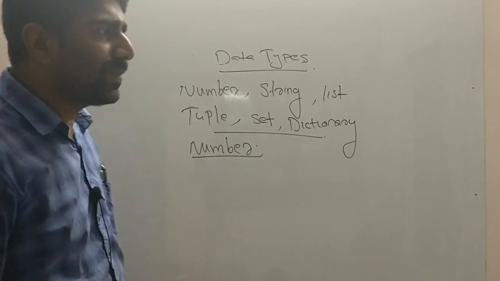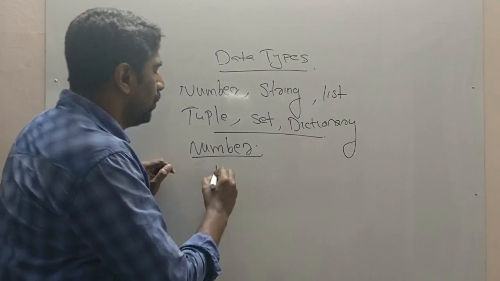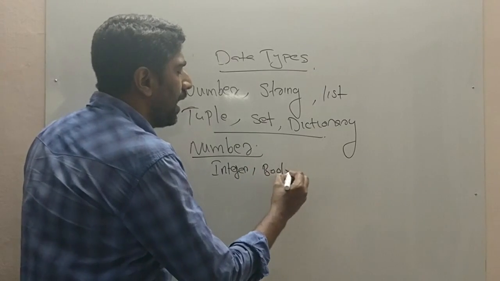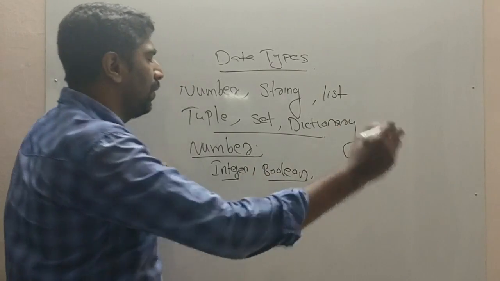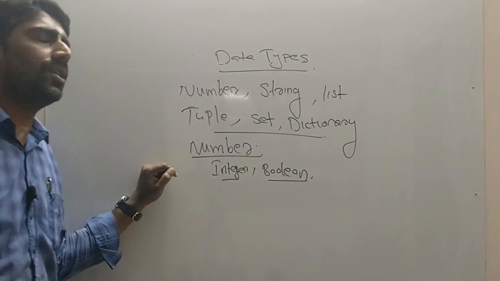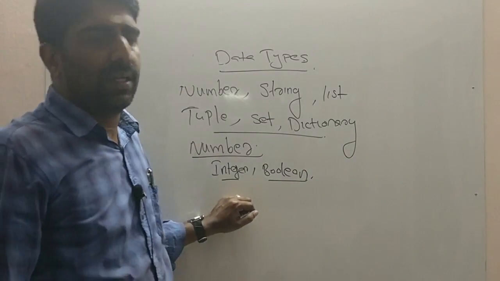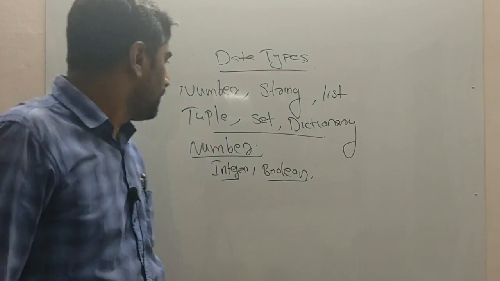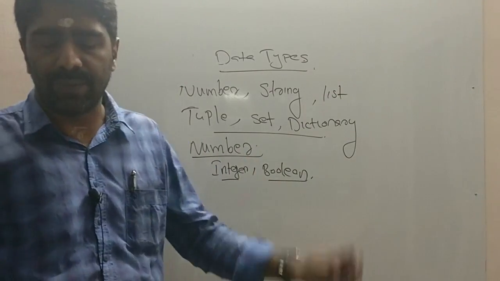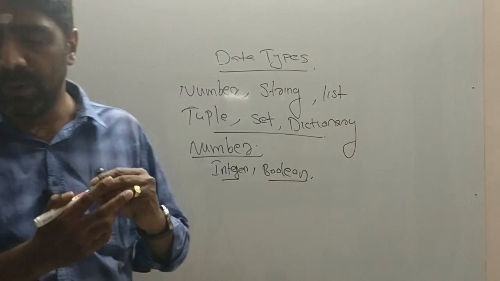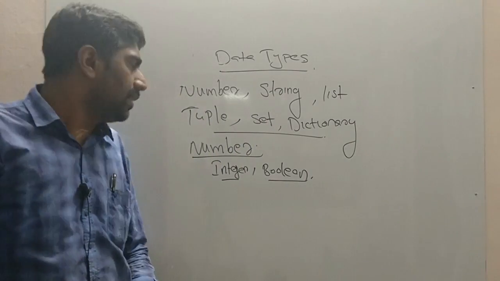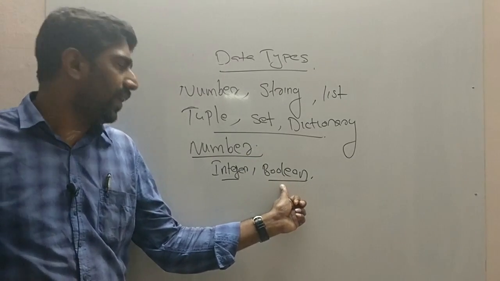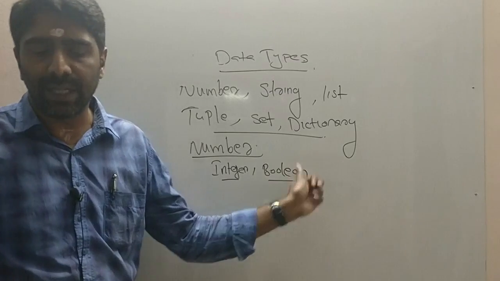This number data type is again classified into two, that is integer and boolean. These are the two categories of number data types. First one is integer and the second one is boolean. Then what is the difference between these two, integer data type and boolean data type? This is the classification of number data types. We know that the number data type is used to store numeric values, and it is classified into two: integer and boolean.